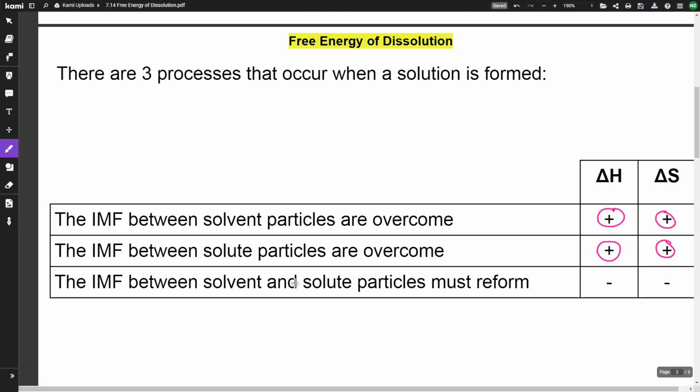Now, when particles reform, energy is released, hence the negative value for delta H here. And when particles reform, you're ending up with fewer particles floating around, less disorder, which makes our delta S value, our entropy value, negative.